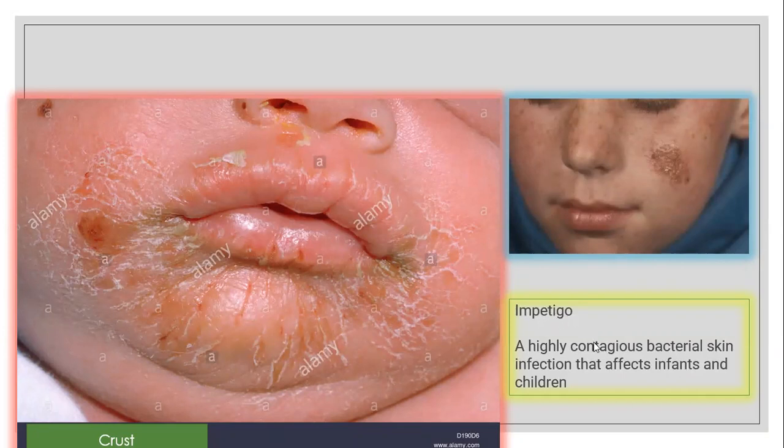Impetigo is a highly contagious bacterial skin infection that affects infants and children. If you do not diagnose it, or if you do not give appropriate antibiotics, impetigo can affect the kidney. And impetigo, as I told you, is a highly contagious bacterial skin infection mostly affecting infants and children.